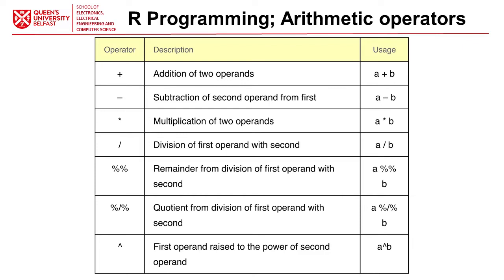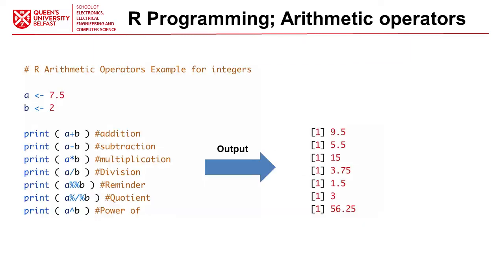As I said, up to here it is similar to most programming languages: a plus b, minus b, times b, divided by b. A percent b provides the remainder of the division a divided by b. This one provides the quotient from the division of the first operand by the second, and this one provides a power b.